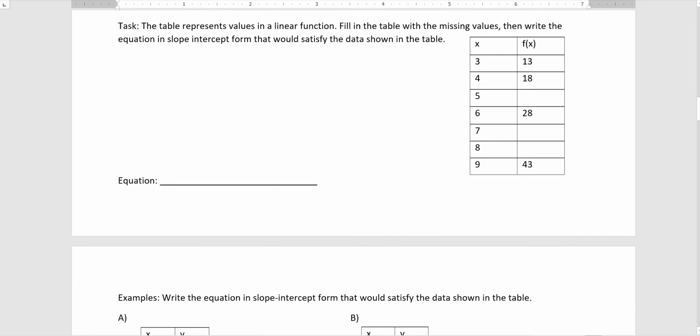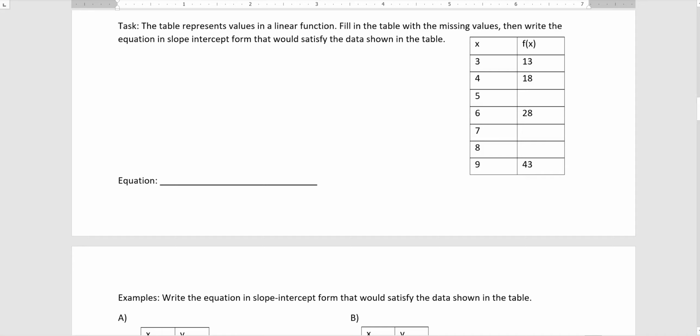Now, I want you to spend a couple minutes or however long it takes, really, and identify the pattern that is shown in this table here. What if instead of giving you points, they give you a table? Can we find an equation from that, all right? So go ahead and see if you can fill in the table here, and then we'll check that together. So go ahead and pause the video, see if you can fill it in, and then we'll check it together.